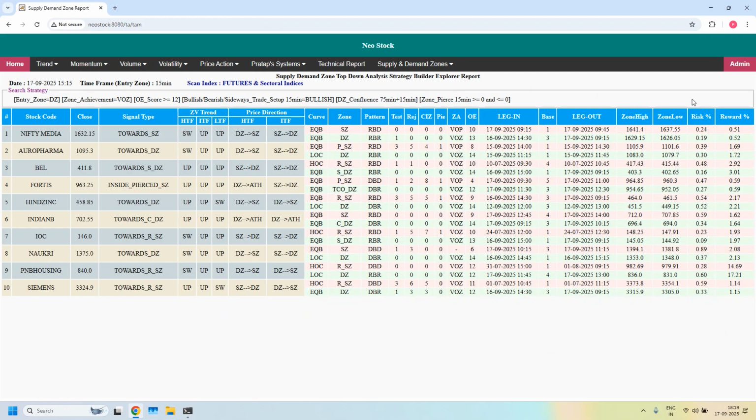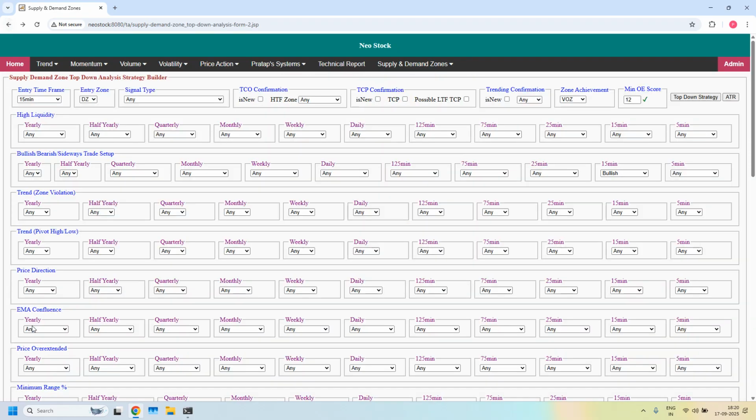By enabling the filter, out of 15 we got 10 stocks. In all the 10, 15 minutes demand zones are overlapped with 75 minutes demand zone. And 75 minutes trend, that is nothing but ITF trend, is uptrend in all the stocks. So we can further filter based on 75 minutes demand zone having daily EMA confluence. 75 minutes demand zone with daily EMA.